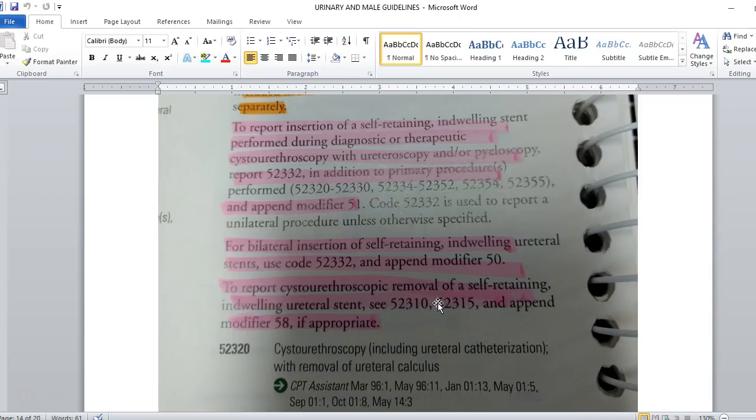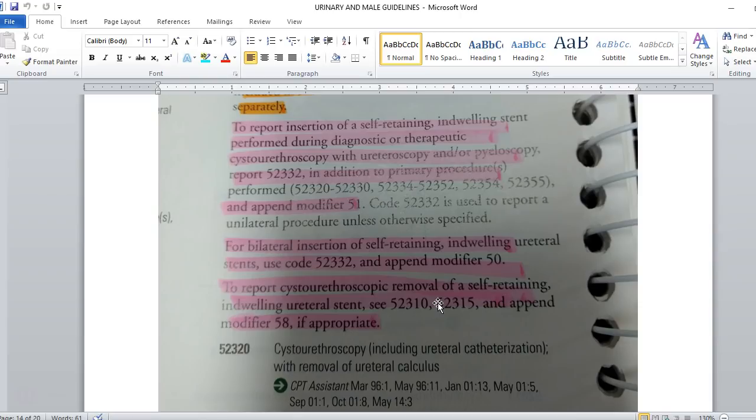We also have to remember this is an area where we're going to be using modifiers RT, LT, and 50 because we need to describe to the insurance company we're putting an indwelling stent in the right ureter. We are removing stones from the left kidney. So keep that in mind. If we're dealing with the kidneys or the ureters, we need to know LT, RT, or 50. That's one of the big things a lot of people forget about, using the modifiers to describe for the kidneys and ureters.